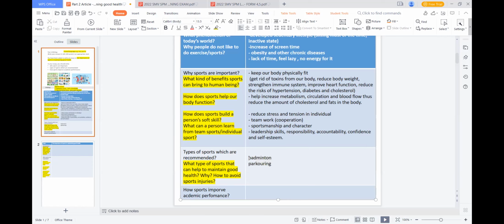So why do you think this badminton is healthier than parkouring? I mean, let's say I give you the choice to choose. Why do you choose badminton over parkouring? Parkouring will cause us to die. 啊? 什么? Cannot hear. 可以导致我们什么? 会致死, is fatal, right?